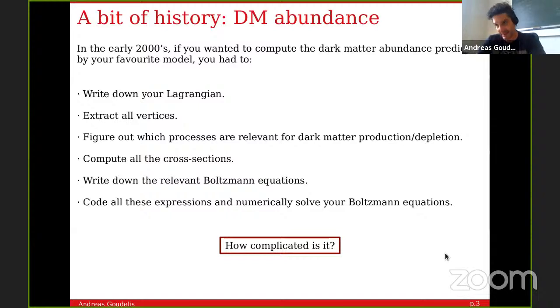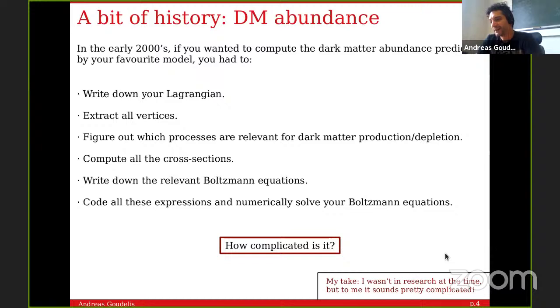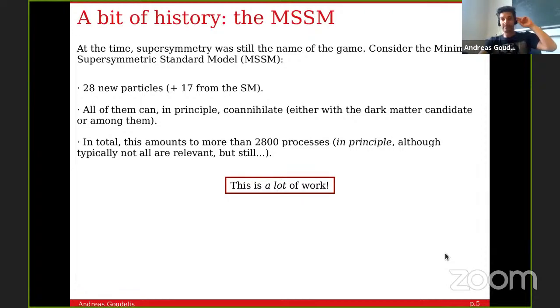Now, how complicated is this series of steps? To be honest, I was not in research at the time. I'm a tiny bit younger, but to me, it sounds pretty complicated overall. To get a sense of exactly how complicated this can become, it's interesting to recall that at the time, supersymmetry was still the most popular type of extension of the standard model. So if you just consider the minimal supersymmetric extension of the standard model, let's write down what it involves to calculate, for instance, the neutralino relic density.